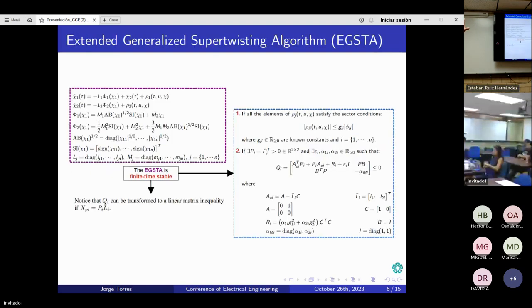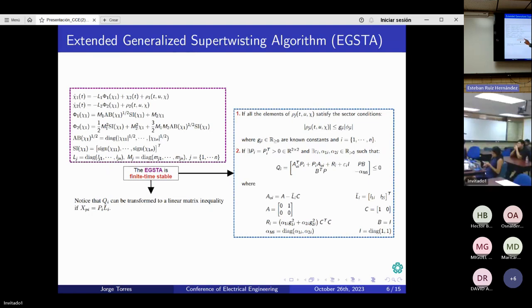This is the mathematical expression. It's very, very well known. These first three, four equations are dynamical systems. You can consider this the state x1, x2; rho one, rho two are external perturbations. And the rest are definitions, diagonal matrix, etc.